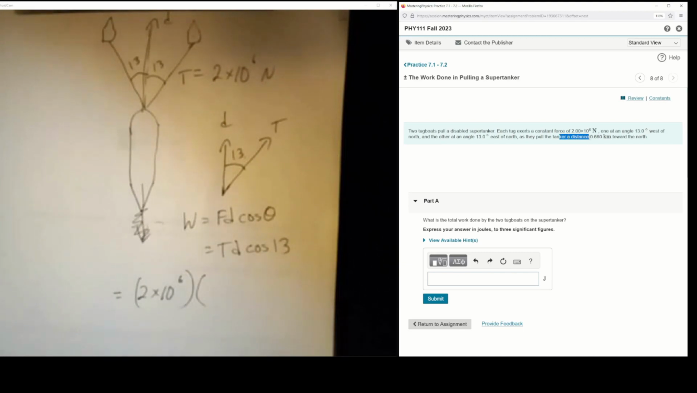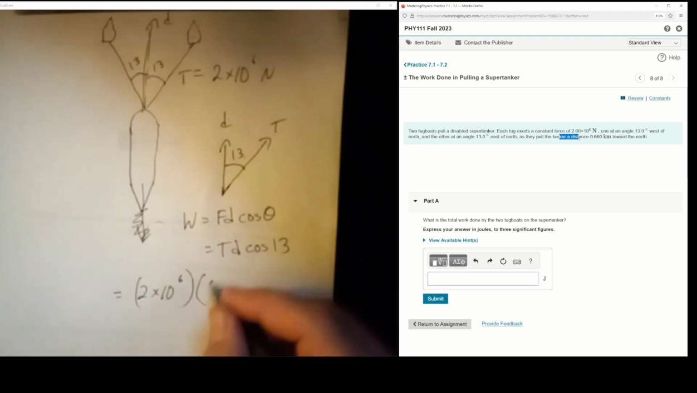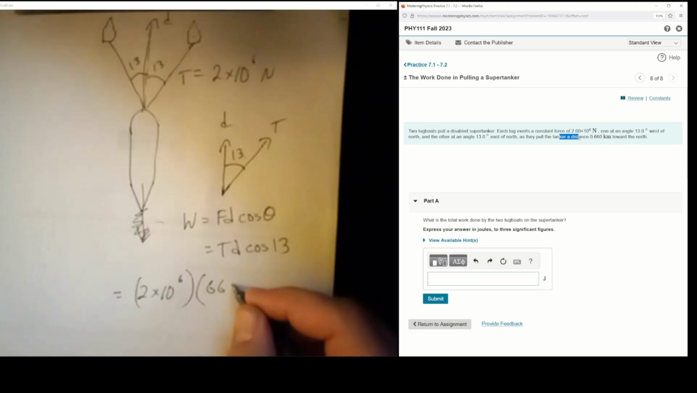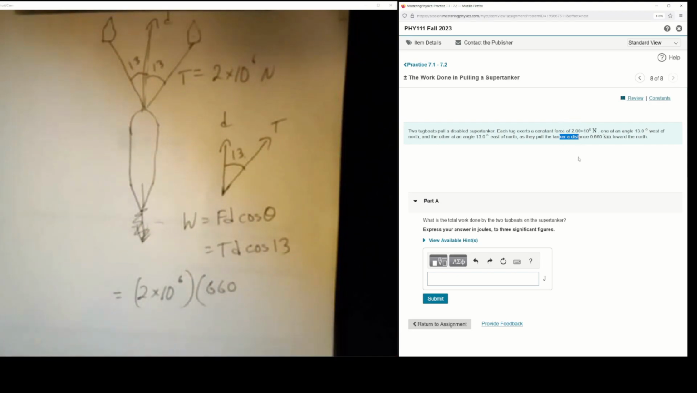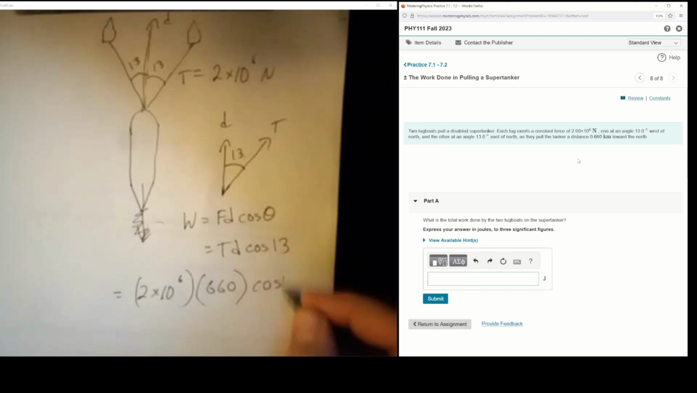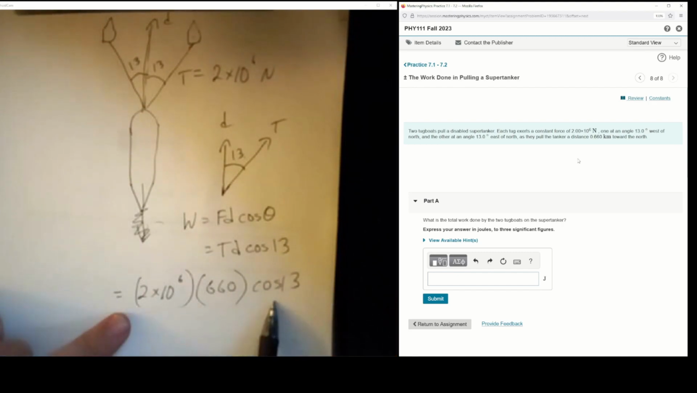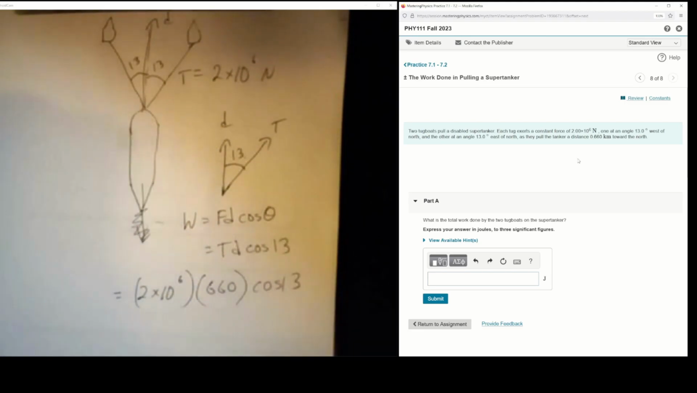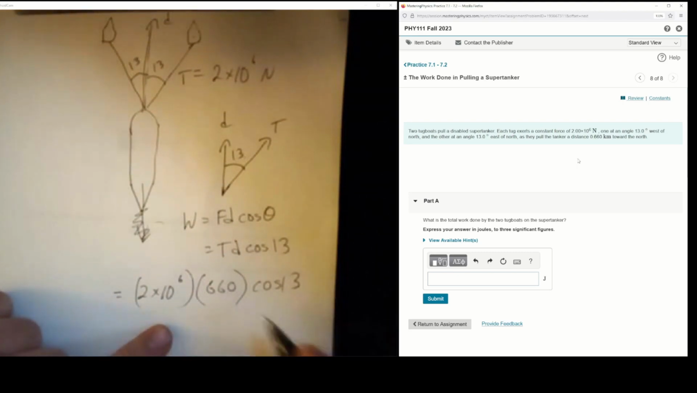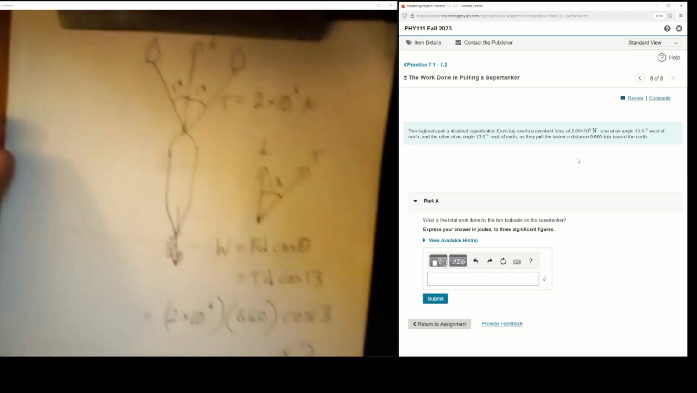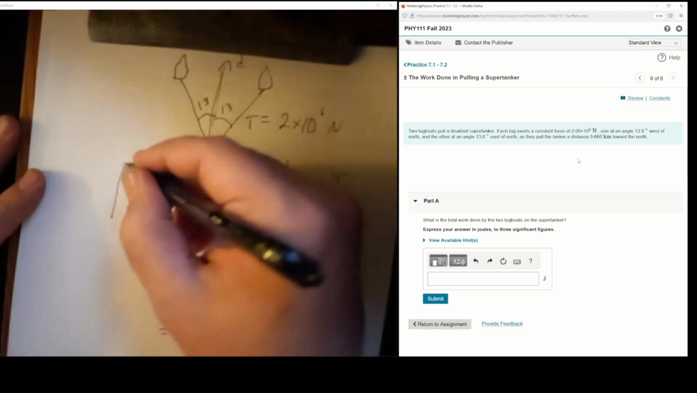They're also telling us the distance: they tow it 0.66 kilometers. So we do need to put that into meters, which means multiplying by 1,000. So that 0.660 will be 660 meters, and then cosine 13. This is for one tugboat. Since both tugboats are exactly the same, we're just going to multiply this by 2 when we're done.